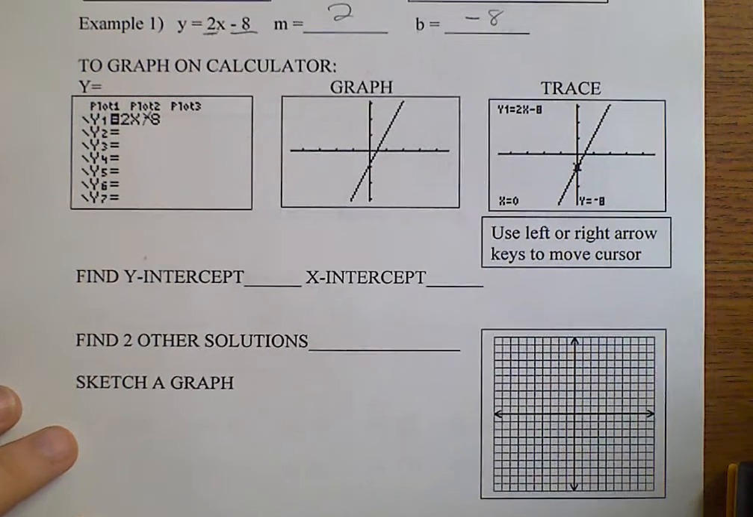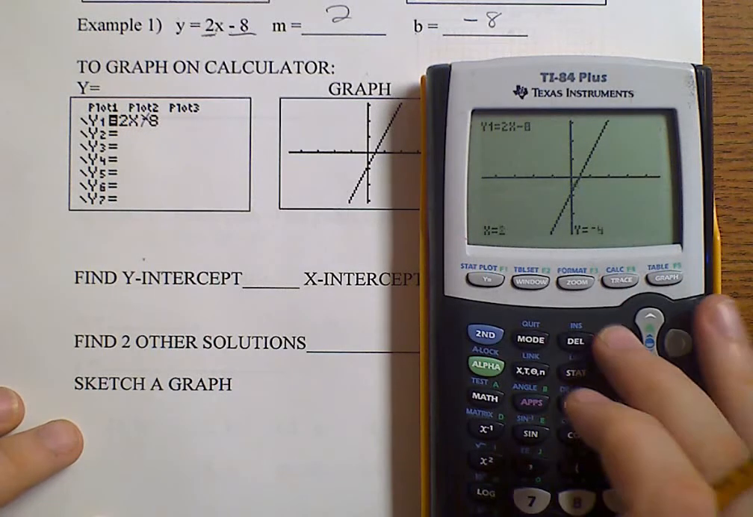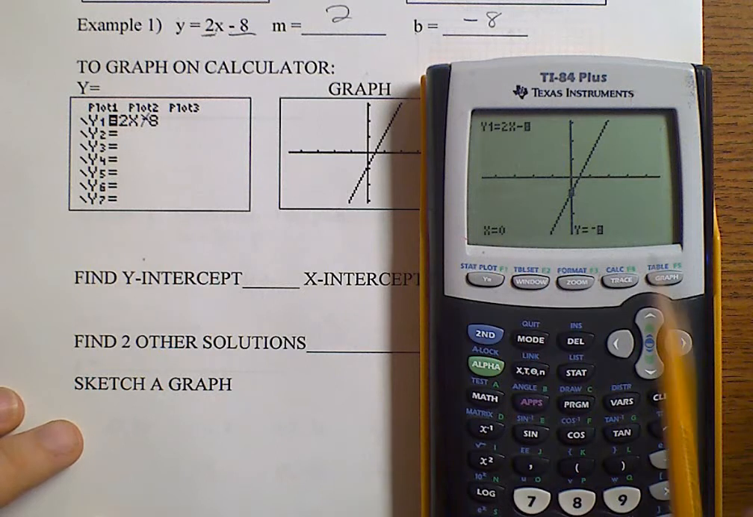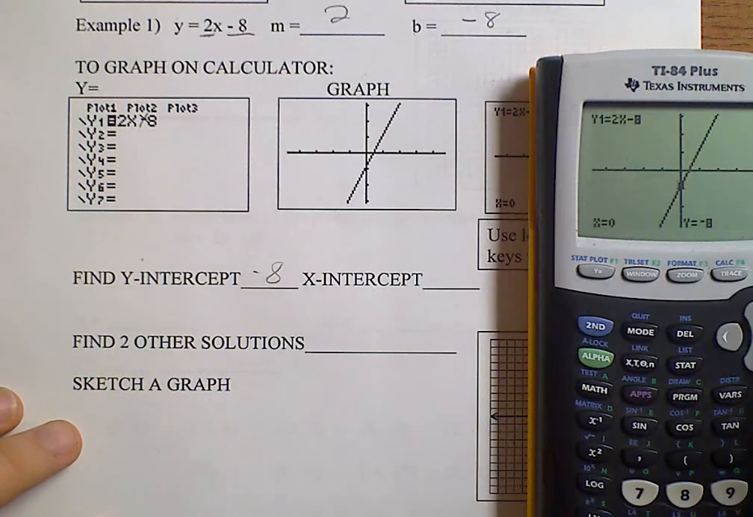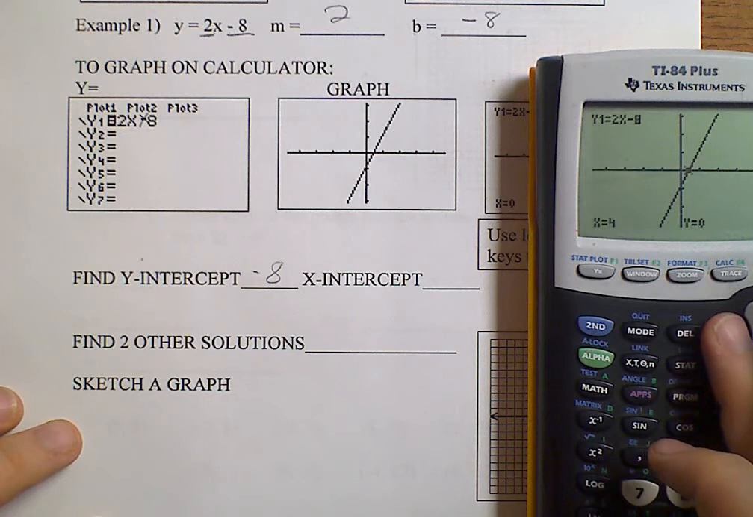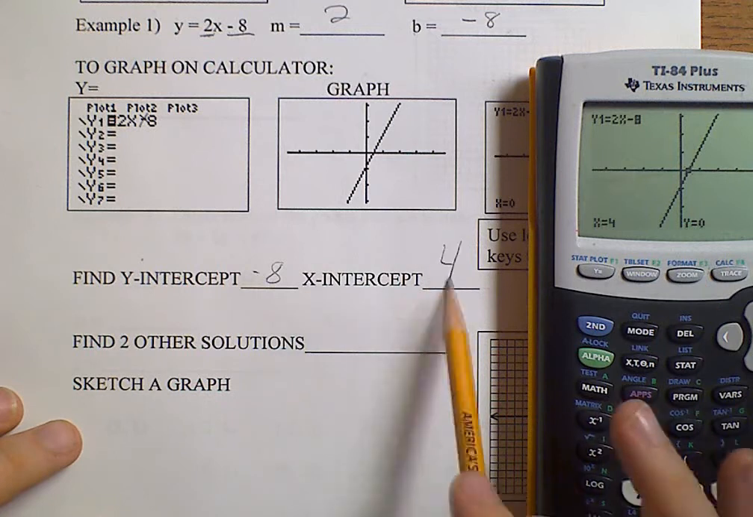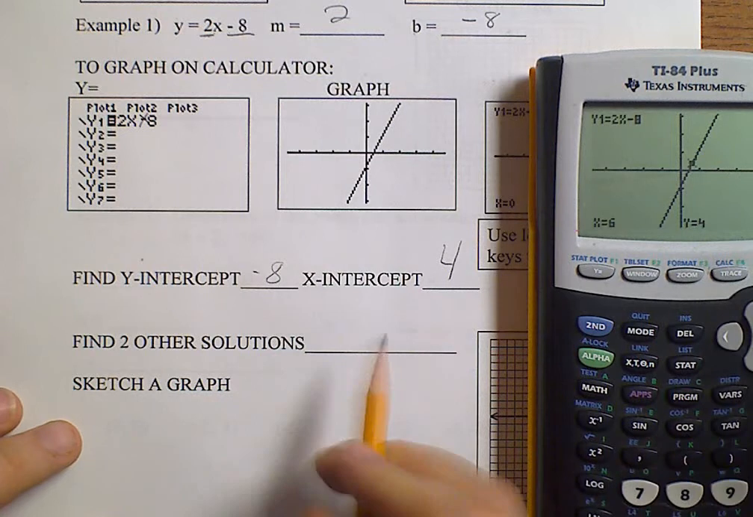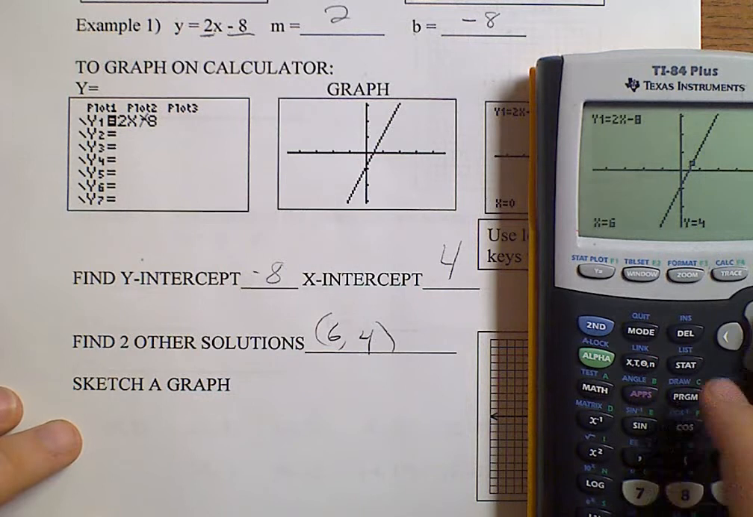Now to find our y-intercept, given a graph, we can use our trace and we look and see where x equals 0, our y-intercept. To find our x-intercept, we come over here, we try to figure out where y equals 0, and we write the x-coordinate down. Two of the solutions, well, I see 6, 4, just by moving my cursor, and I see 7, 6.